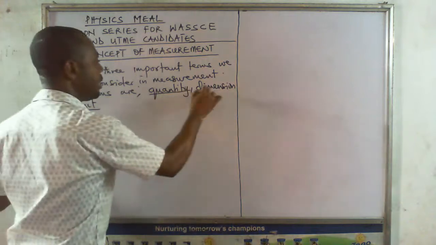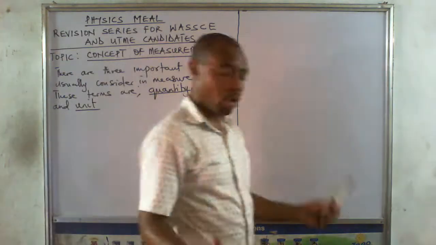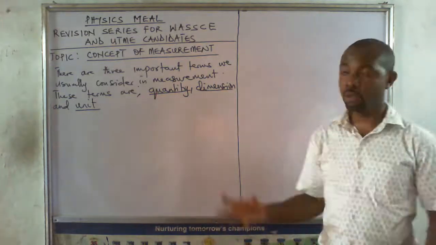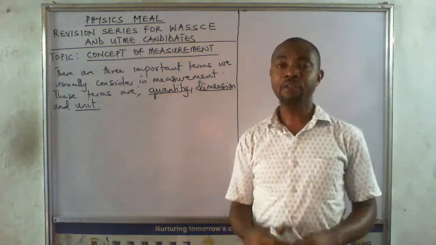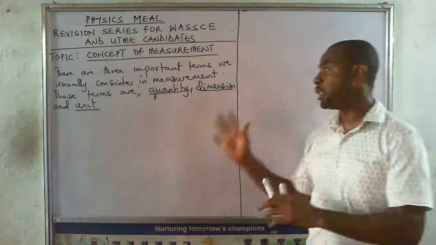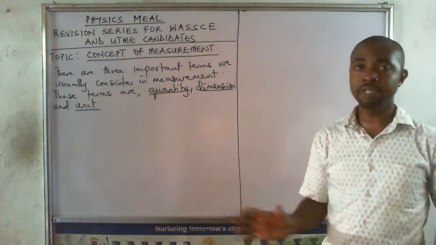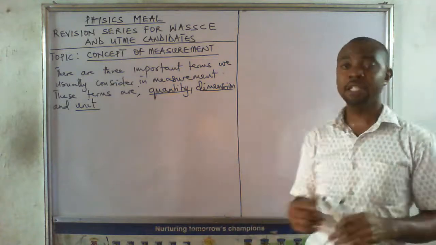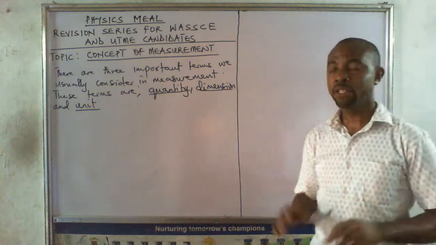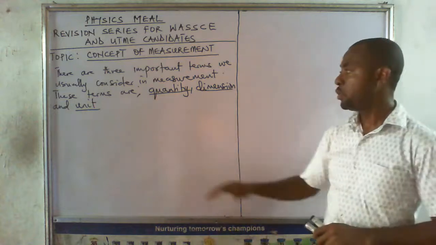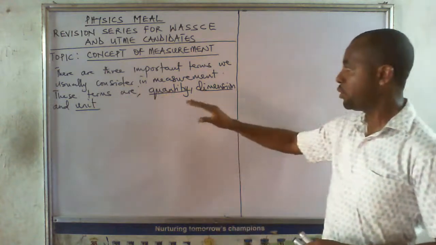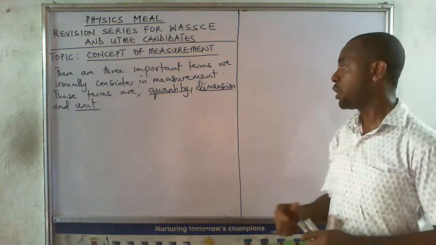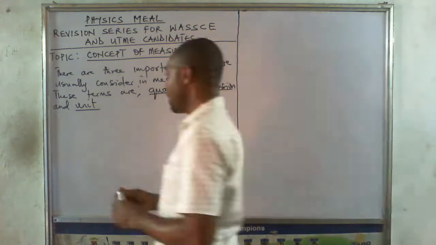So anytime we are dealing with measurement, we come across these particular terms. We always come across quantity, we also come across dimension, and definitely we'll come across unit. So we're going to take time to look at each of them. Remember, it's a revision series, and we have to be very concise. We'll hit the points that are necessary. So whenever we are looking at measurement, we must look at the concept of quantity, the concept of dimension, and the concept of what? Unit.